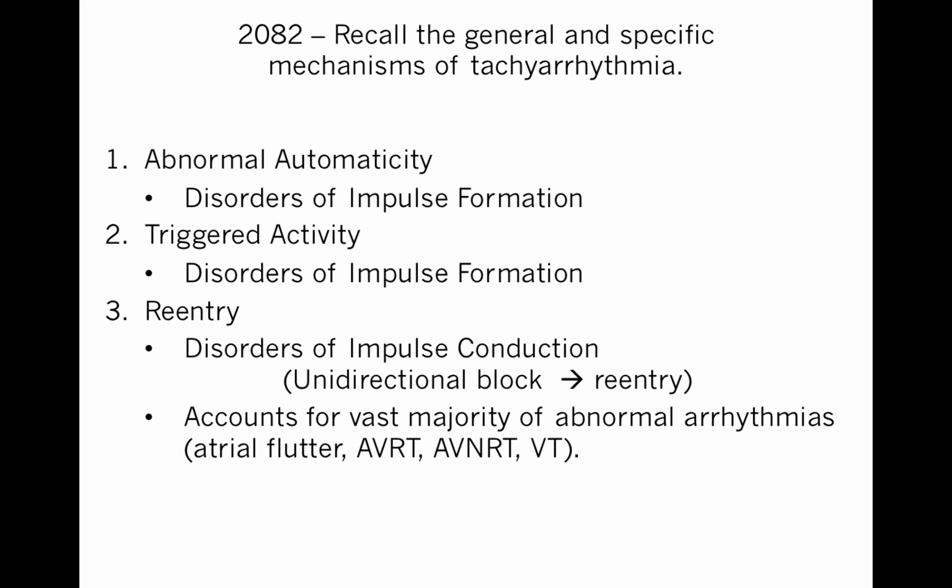One of the objectives asks to recall the general and specific mechanisms of tachyarrhythmias. There are three main mechanisms. The first one is abnormal automaticity. The second one is triggered activity. Both of those are disorders of impulse formation. The third one is reentry, which is a disorder of impulse conduction and is responsible for the vast majority of abnormal arrhythmias.